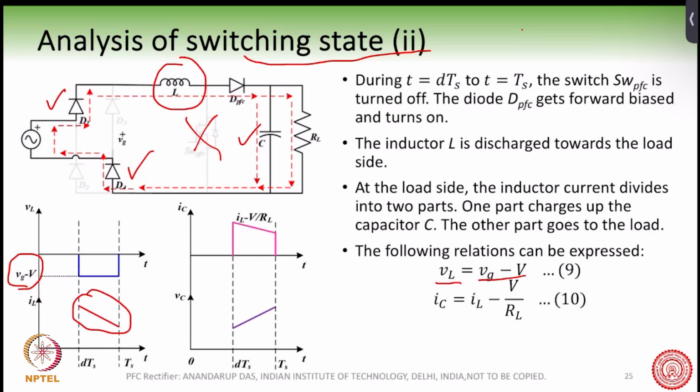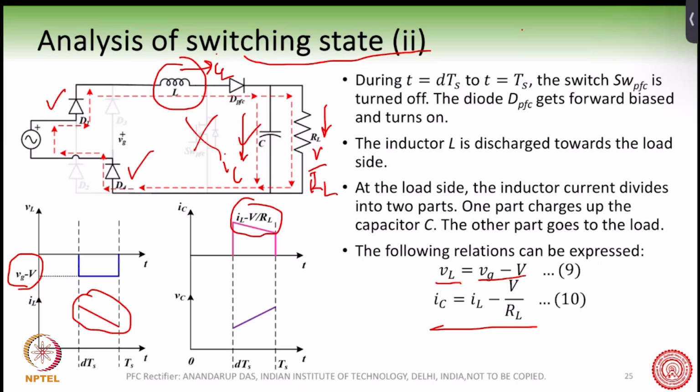And how will it charge up? Because now we have this input AC voltage connected to this capacitor. And so the current which will flow through the capacitor now will be this IL current, and the rest of the current, V by RL, will flow in this load, whereas the rest of the current remaining from the inductor flows through the capacitor here. Okay, so that is what we have written here at the bottom. IC is equal to IL minus V by RL, right?